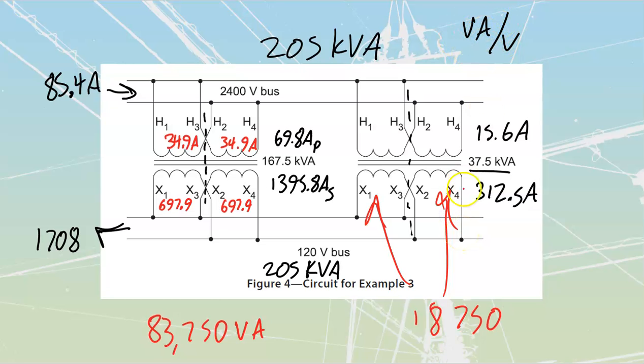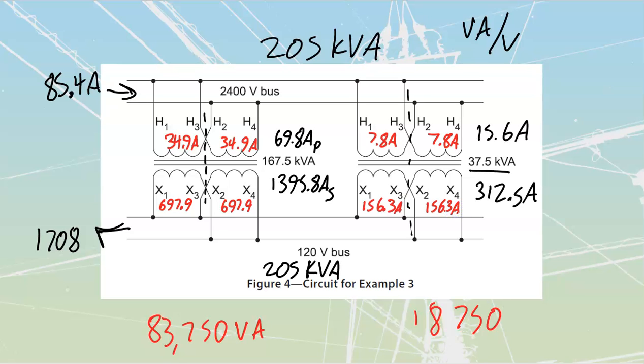Once again, we're going to take our VAs and divide by the values of volts that we have. We'll start with this one over here, 18,750 divided by the voltage that that coil is placed across, 2400, which gets me to a value of 7.8 amps. This one would also have to be 7.8 amps as well. They're equally sized. We go to the bottom side, the secondary, 18,750 divided by 120 is going to get me to a value of 156.3 amps. This one over here would be 156.3 amps.